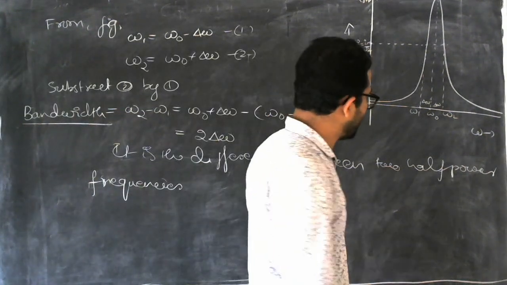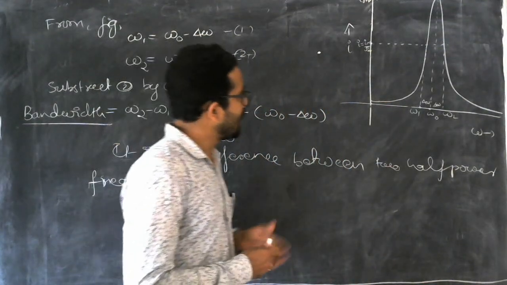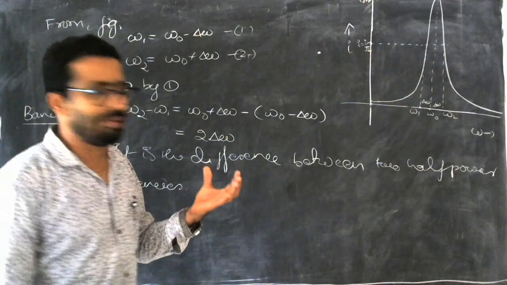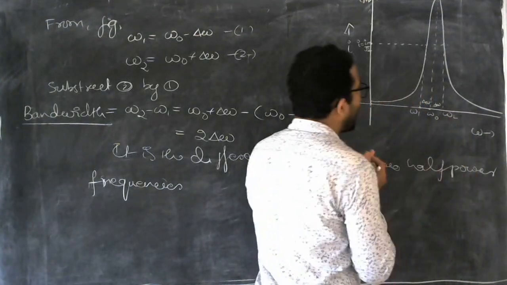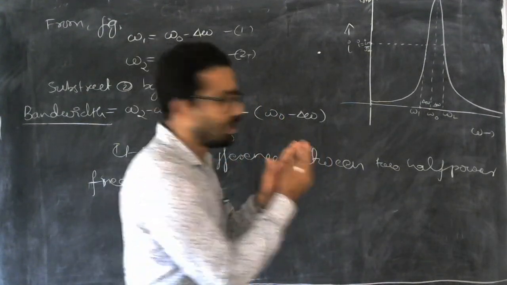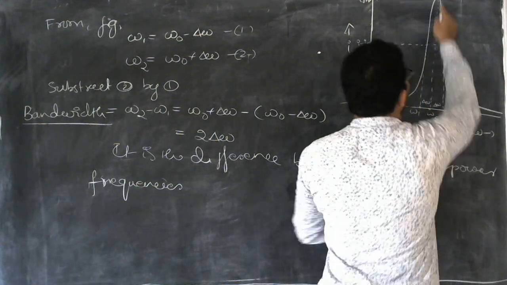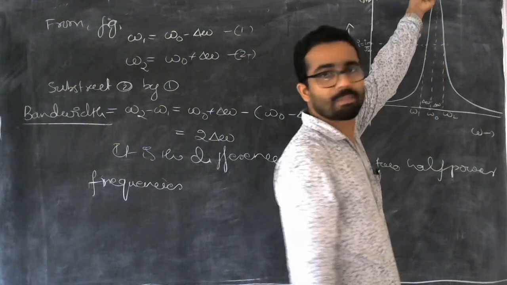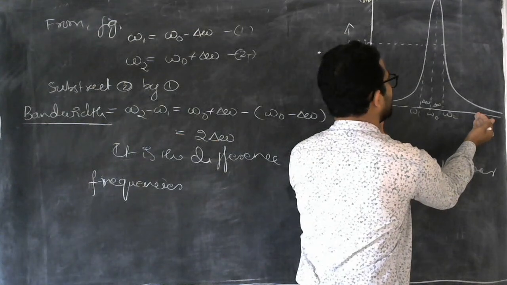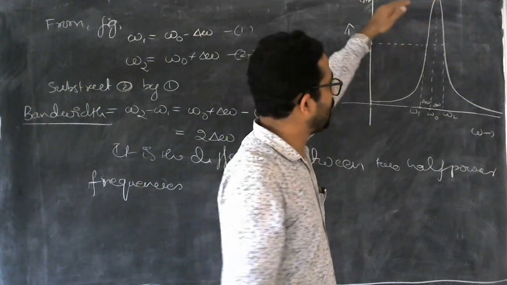Now let us study some other features of this graph. Let's again look at this. We know the equation for bandwidth. If the bandwidth is very less, if this range decreases, we will get a very sharp curve. If the bandwidth increases, the sharpness will decrease. The curve is no more sharp.